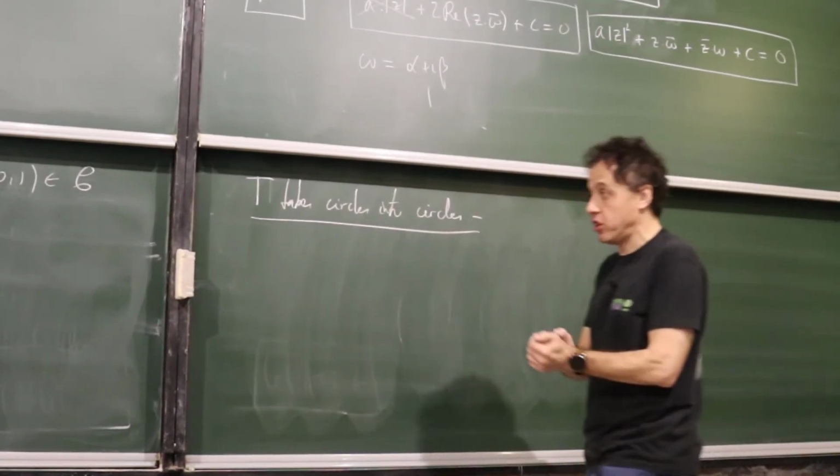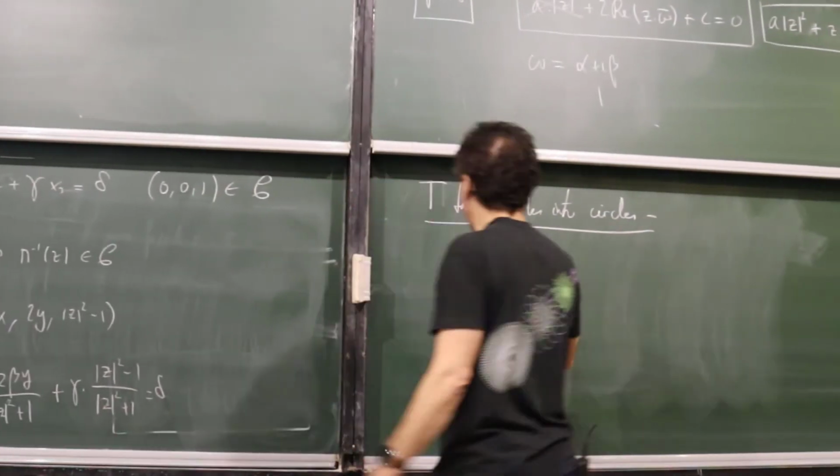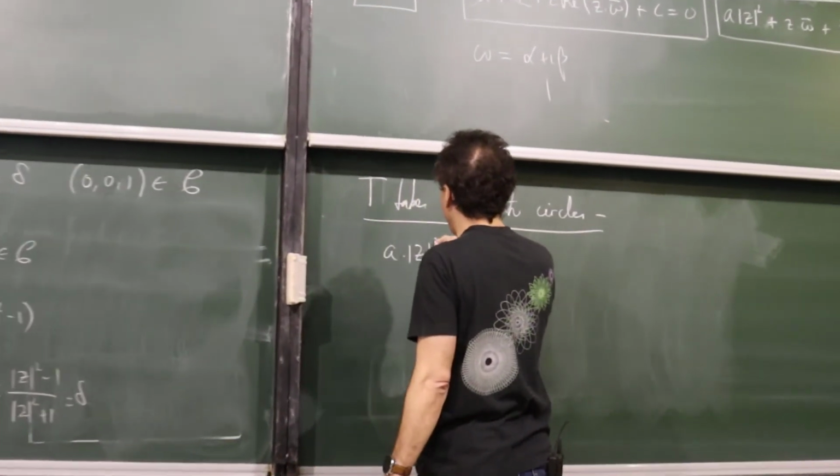And what happens with inversion? Consider a circle, a general circle having this equation.